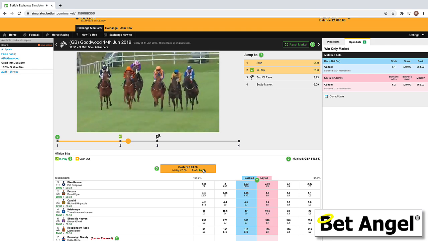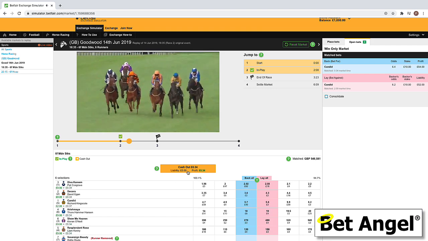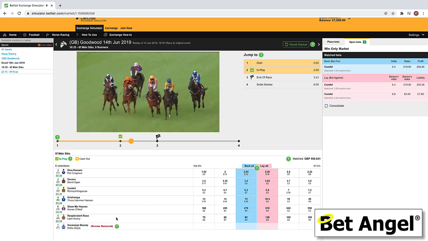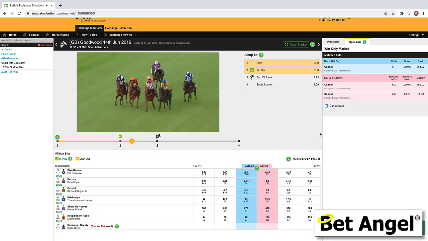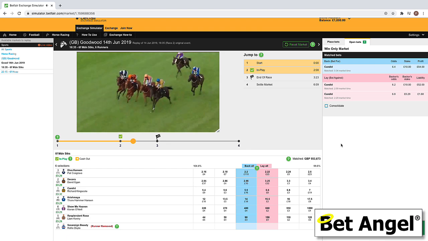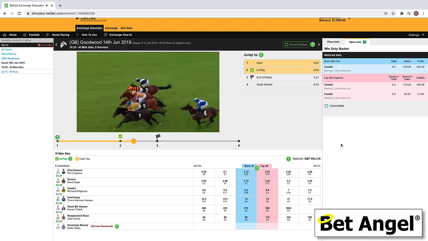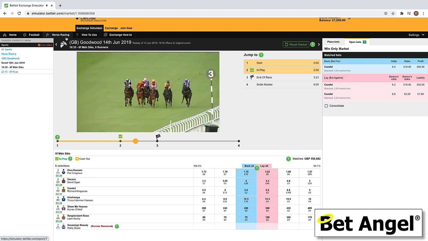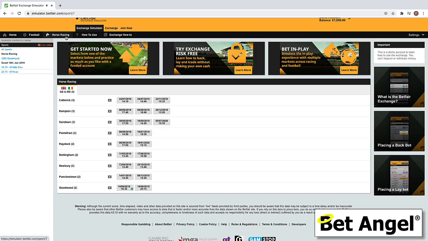So I'm going to cash out my position. I've got £2 on him if he wins. If I hit cash out, then I will make a little bit of money regardless of who else goes on to win. That's one of the advantages of using the exchange as well. So yeah, I think the racing side of things is reasonably accurate.